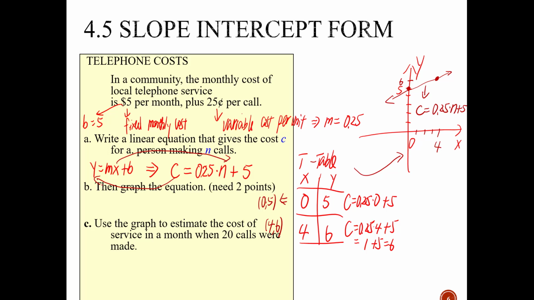All right, so that's basically how we graph the linear equation with the actual context. And the last part is using a graph to estimate the cost of service in a month with 20 calls. Once you have a good graph, you can estimate it from the graph. Algebraically speaking, here n equals 20. That means total cost equals 0.25 times 20 plus 5. 0.25 times 20 is $5. Adding 5, the total cost will be $10. From the graph, once you have this static graph, you'll be able to estimate that as well.